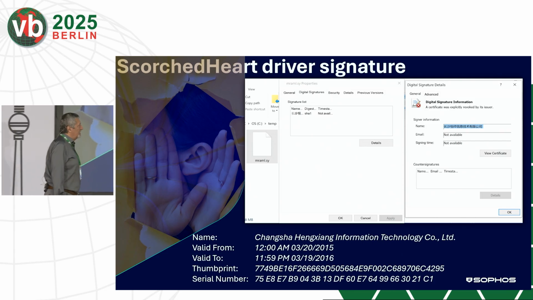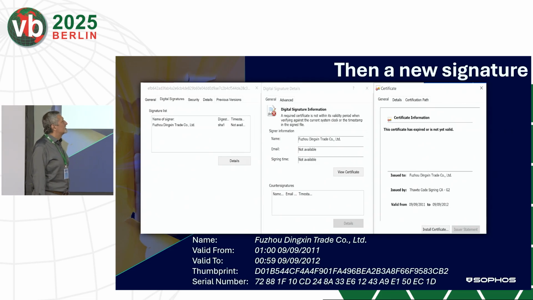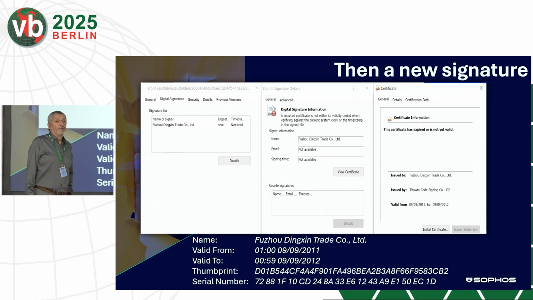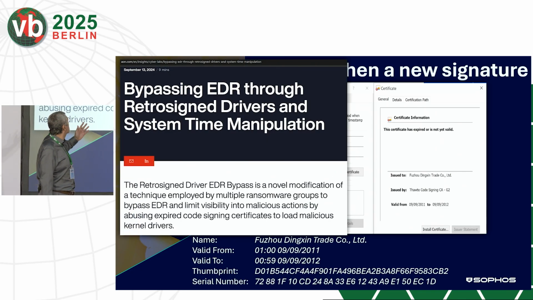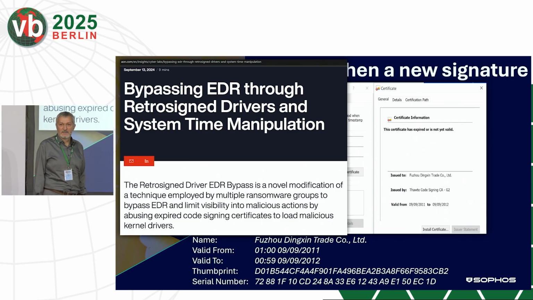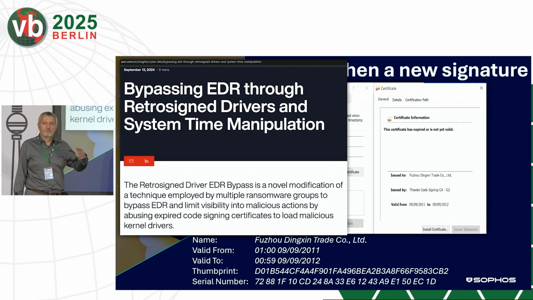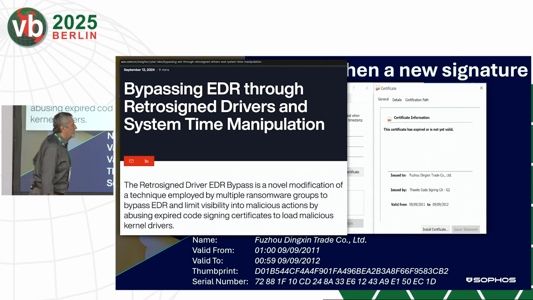Anyway, initially it was signed by this compromised signature. Later on, they switched to a new one because that previous one was revoked. If you look at this, it is an expired signature from 2011. Still, it is used by the EDR killer. One reason for that is this blog explaining how to bypass EDR products by backdating the system time for the load process of the driver. The operating system will not know that it is outside of the validation period.